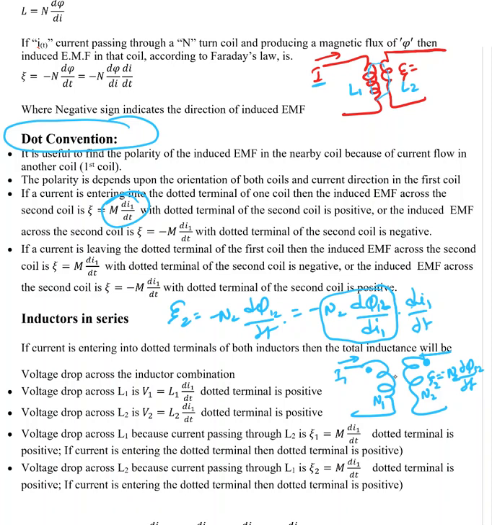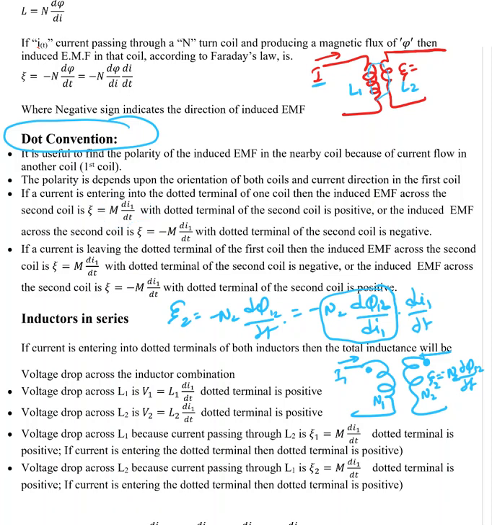Okay, the mutual inductance depends upon what core we are using to connect these two coils and what is the distance between these coils. Those things. Now the dot convention, please pay attention, this is the important point you need to know.